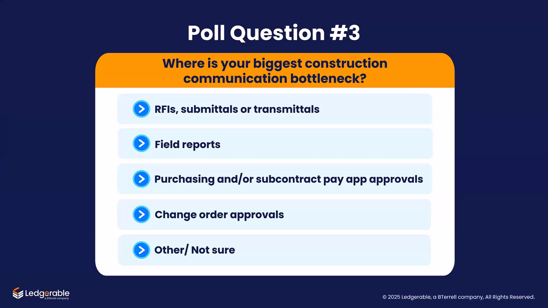Time for another poll question. Where is your biggest communication bottleneck? And I'll let you review the list. Field reports include things like daily reports, issues, safety incidents, etc. Procurement probably would include POs and change orders, etc.